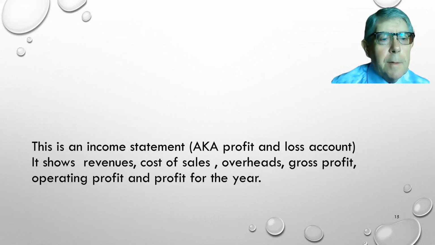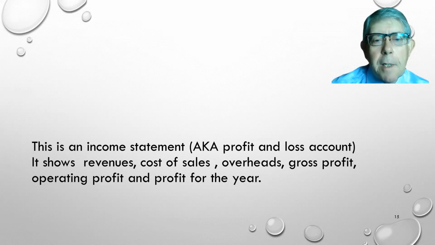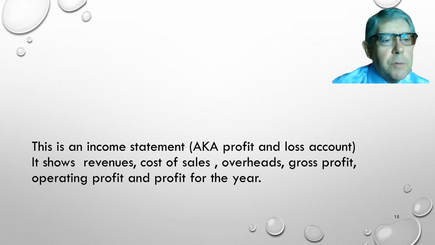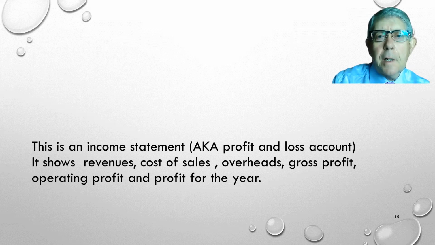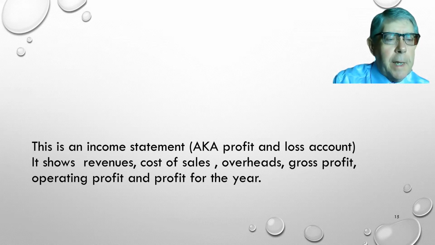Explain the table. This is an income statement, also known as a profit and loss account. It shows revenues, cost of sales, overheads, gross profit, operating profit, and profit for the year. So let's take a closer look at this account.